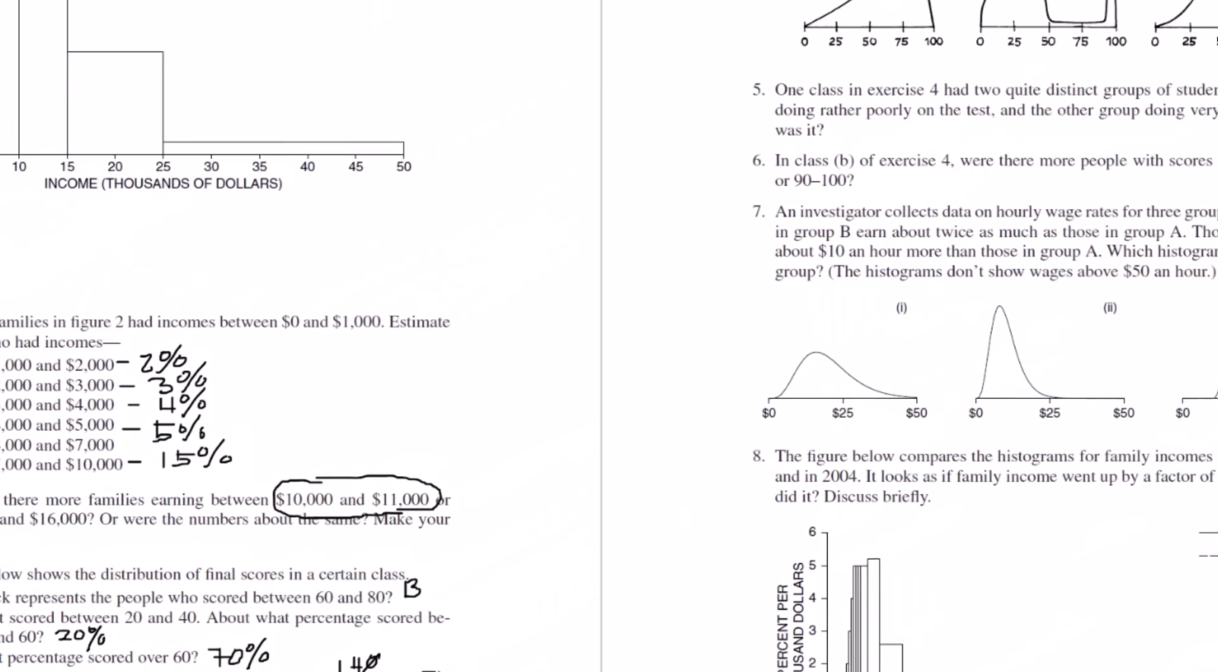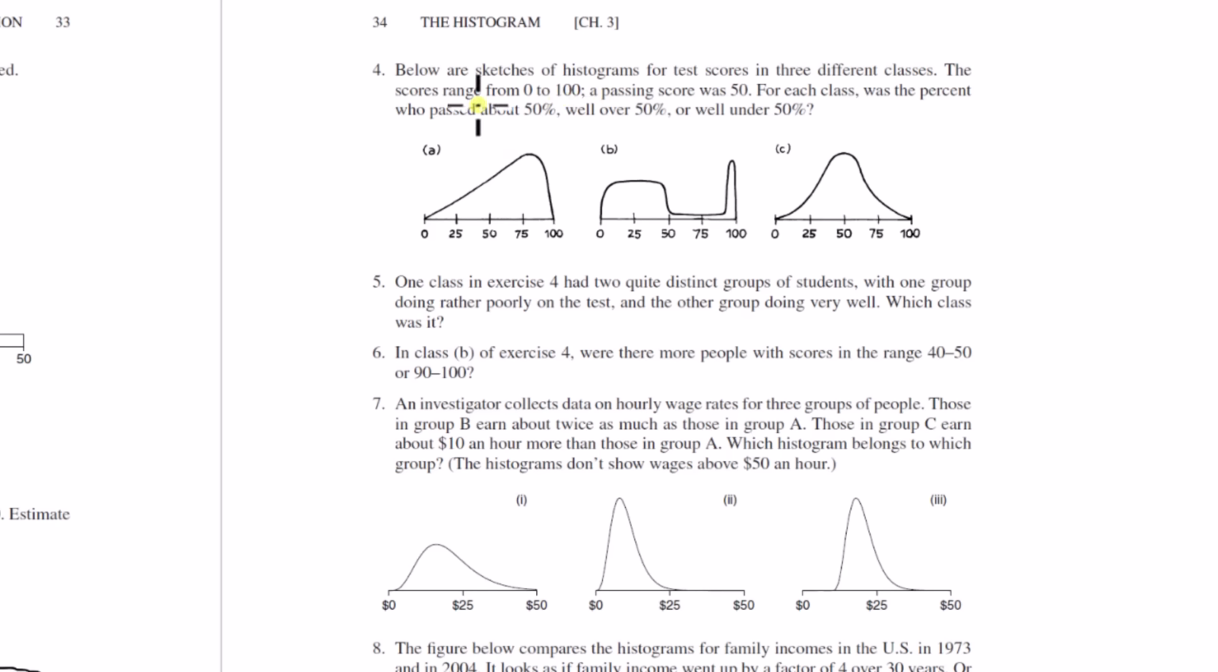Below are sketches of histograms for test scores in 3 different classes. The scores range from 0 to 100. A passing score was 50. For each class, was the percent who passed about 50%, well over 50%, or well under 50%? Okay, so these are 3 different classes. Passing means getting a score of 50 or above. Well, to see the percentage of data points in any interval, you look at the areas.